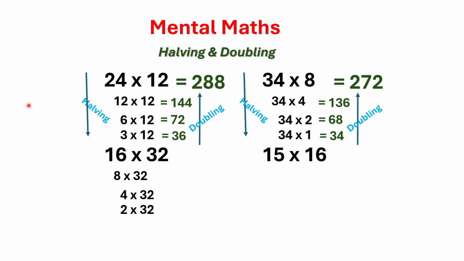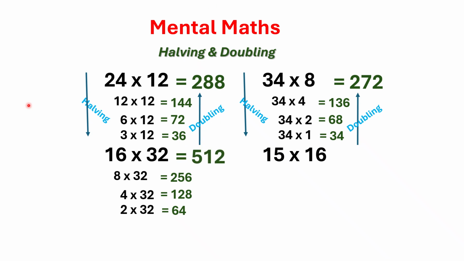I'll do 2 times 32. It's 64 because it's just 32 times 2. Now 4 times 32 is double of 64. It's 128. Double 128. Double of 100 is 200. Double of 28 is 56, so it's 256. Now double 256. Double of 250 is 500. Double of 6 is 12, so it's 512.